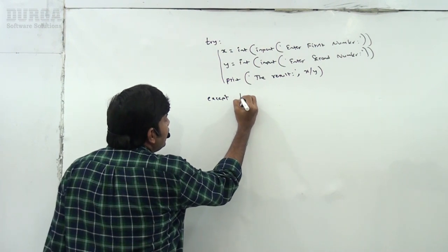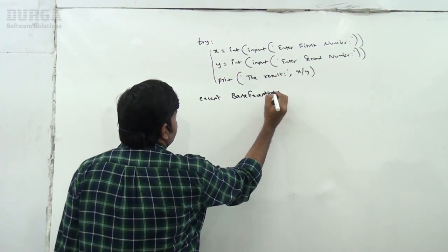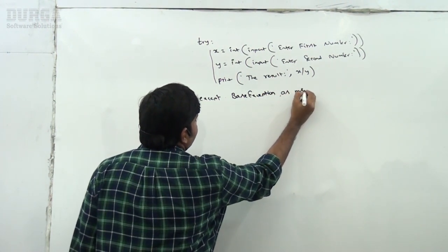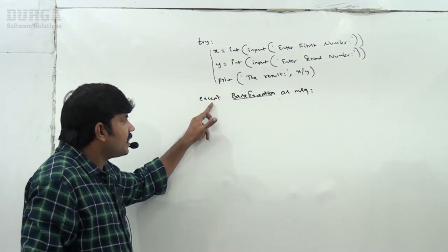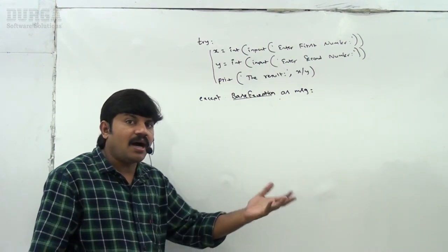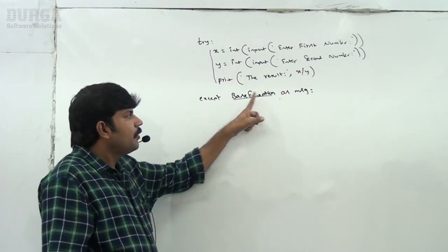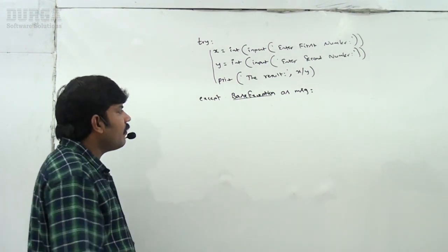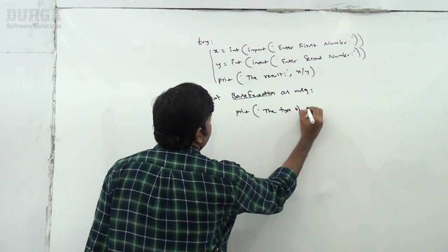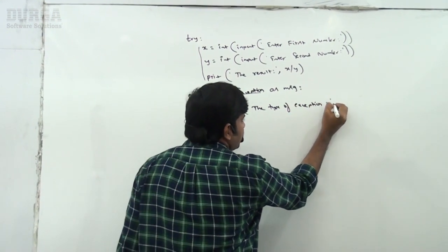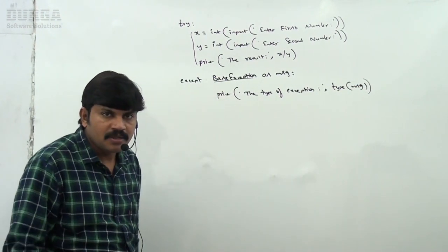Except, so here I am taking BaseException as msg. If I take a parent, this can handle either BaseException or its child classes. Means this except block is going to handle both things: except BaseException as msg. Now I'm trying to print the type of exception. Print the type of exception is type of msg. Type of exception, type of msg.